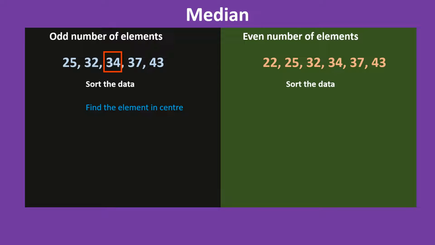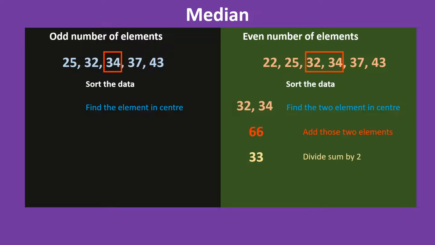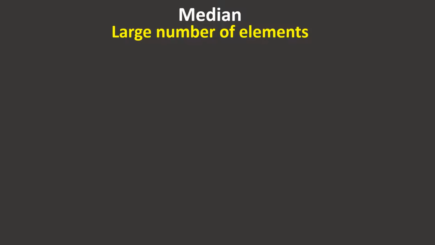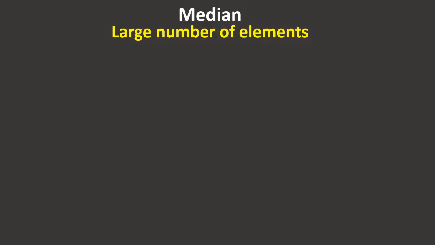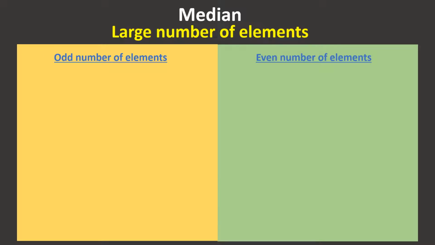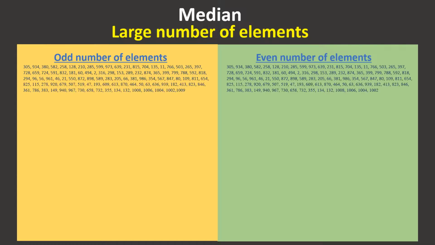But when you have an even number of elements, you just need to find the 2 values at the center, sum them up, then divide by 2, and whatever you get is the median. Exactly. Now let's see when you have a huge amount of data. In that case, let's divide it again into segments. One is when you have an odd number of elements in huge data, and the other one is when you have an even number of elements in the huge given data.